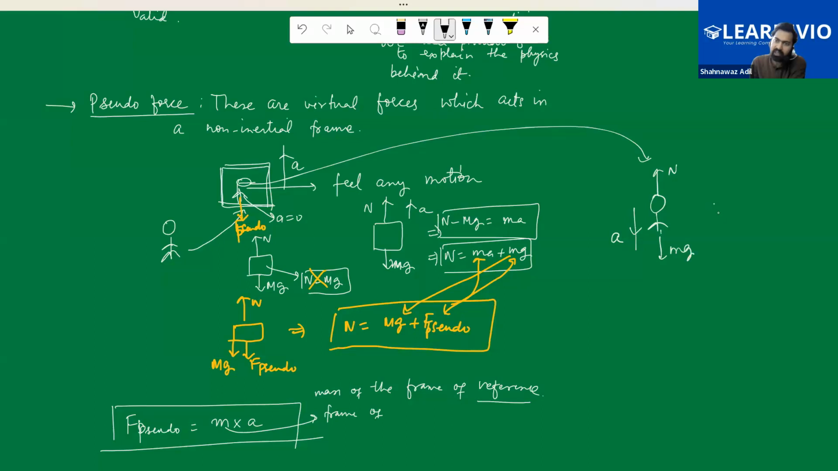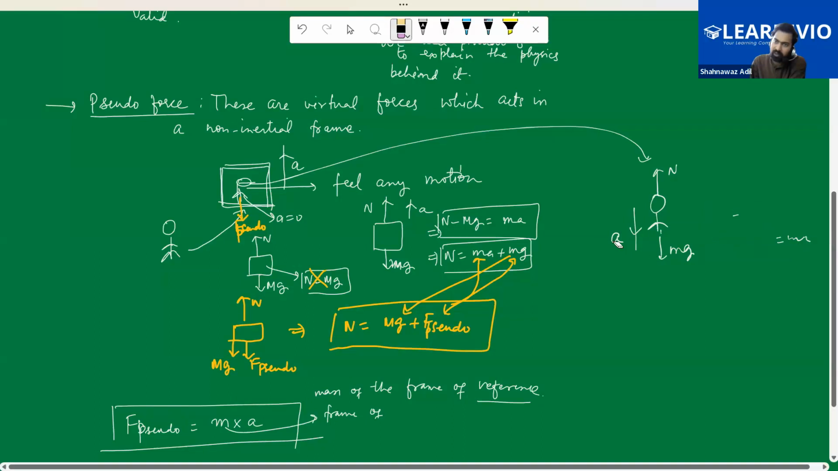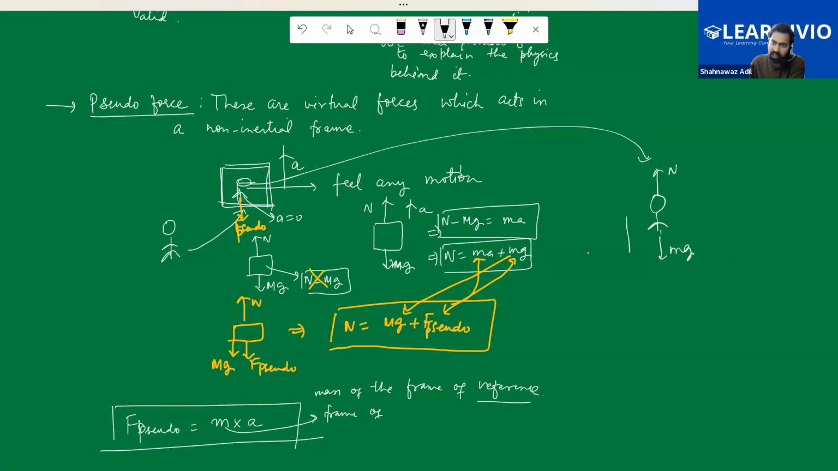So if we write F equal to ma, right, so this would be how much? This would be F is mg minus m, and this would be m. Okay, but this object is not moving, right? So this would be zero. And we will write not acceleration, but we will write F pseudo, right? So that will act against the direction of acceleration. The lift is going upwards, so we'll take the pseudo force downwards.